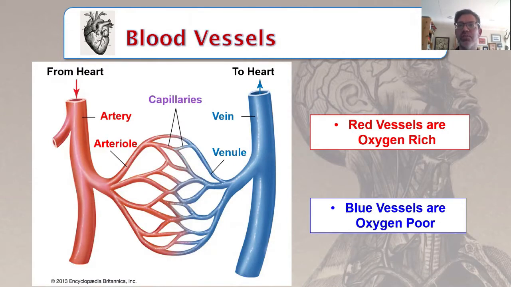Veins always carry blood to the heart. They tend to lack oxygen, but not always. Deoxygenated blood vessels are always colored blue, so veins tend to be blue. Arteries always carry blood from the heart.